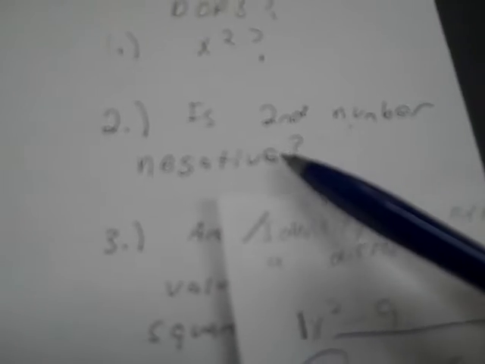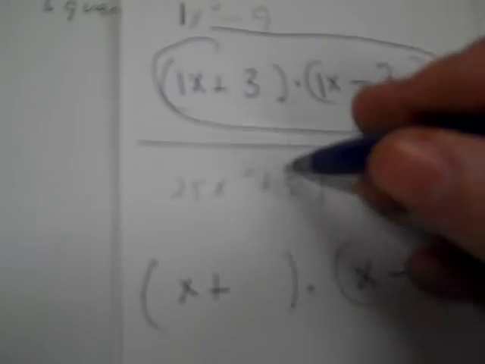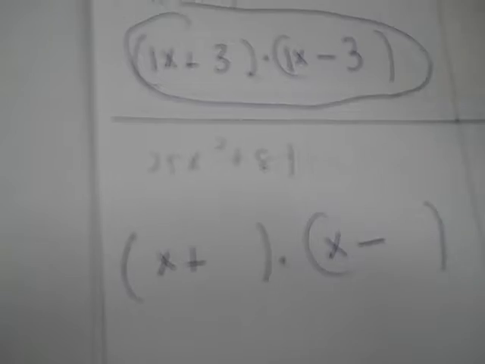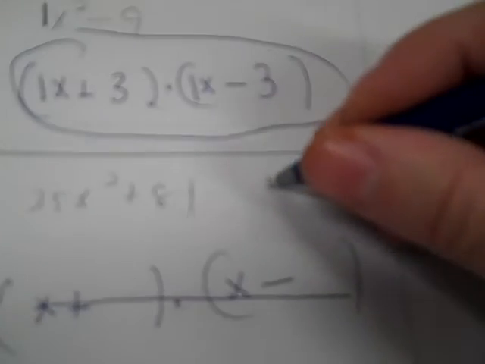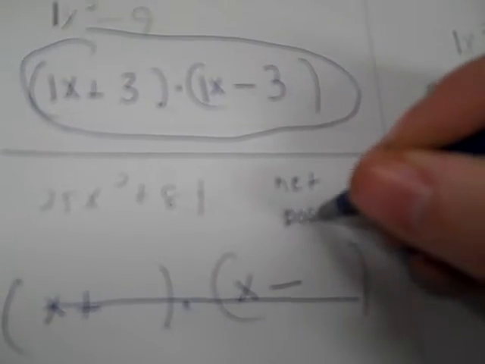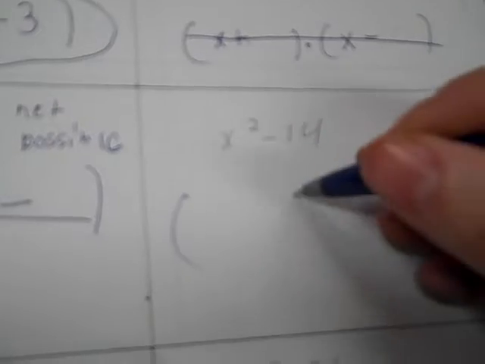X is second, yep. Is our second number negative? It's 81. No, it's positive. So again, cross it out, not possible. Again, these three things have to be true for me to actually do the problem.